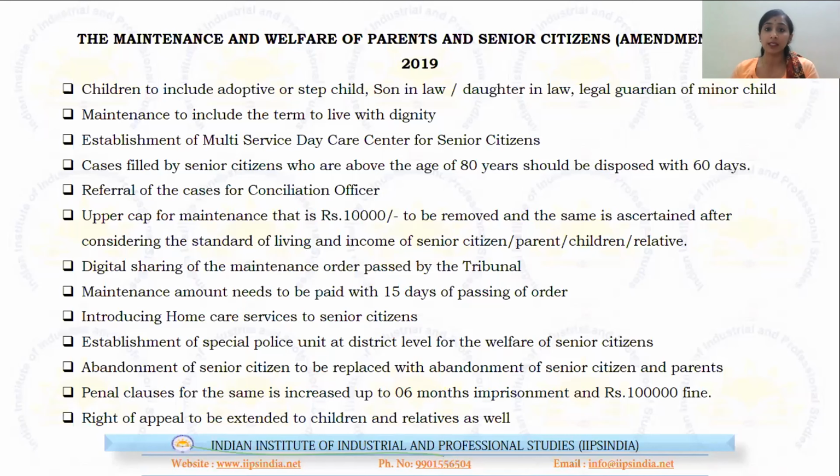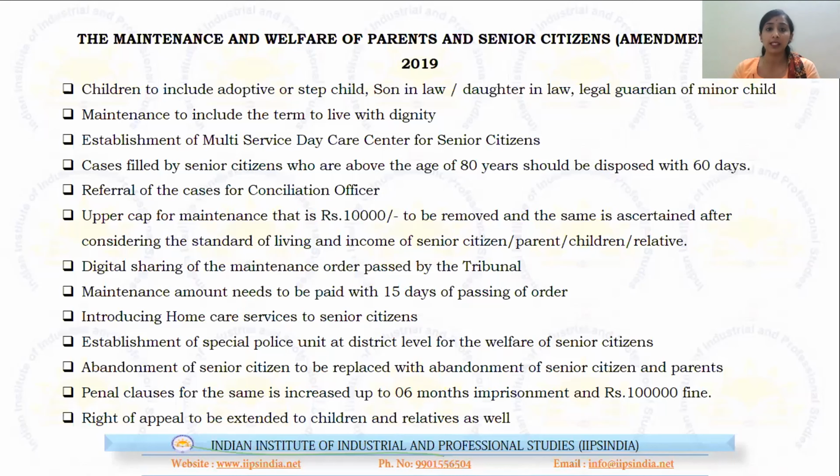Next, establishment of multi-service daycare centers for senior citizens. Yes, this amendment bill proposes to establish multi-service daycare centers, exclusively for senior citizens, at the district level. So every district will have a multi-service daycare center where senior citizens will get all kinds of assistance. It may be medical assistance, or psychological assistance, or, if they are sitting at home, they want to do some service to society, or they cannot kill the time. Under those circumstances, a kind of recreational center shall be created for senior citizens, and that shall be named a multi-service daycare center.